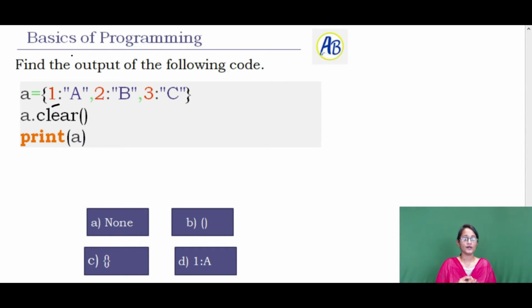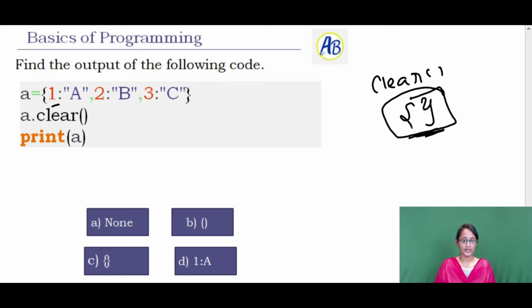If I want to clear this dictionary and I insert the method clear, we get an empty dictionary. This is the representation of a dictionary. So in the output you can display the empty dictionary in curly brackets. So here the correct option is C. This bracket is not a correct way to represent the dictionary. This round bracket is used to represent the tuple.